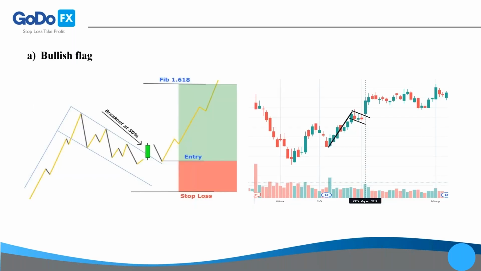What I mean by the volume is, during the flagpole, as we can see in the figure, we are having a very high volume. During the flag, the bullish flag, which is rectangular shaped, we are having a volume which is low, and after it we have an increase in volume which is gonna confirm our bullish flag.